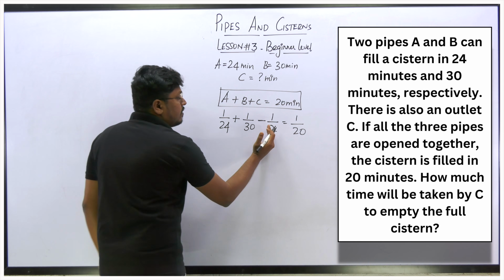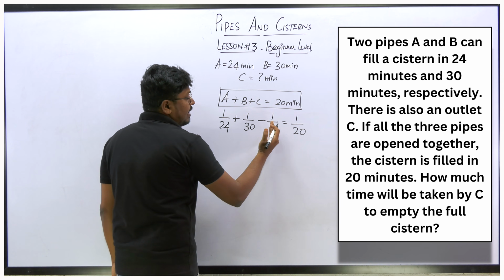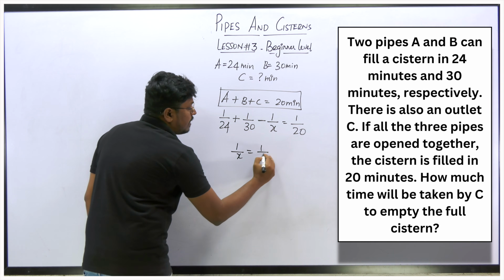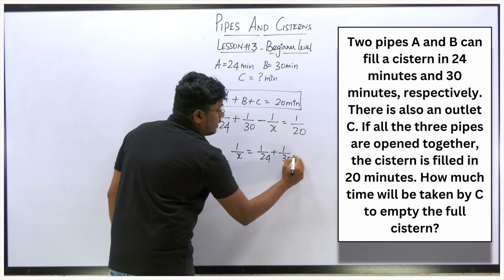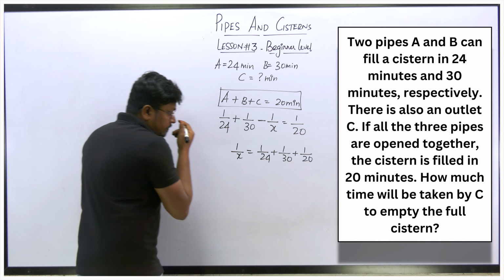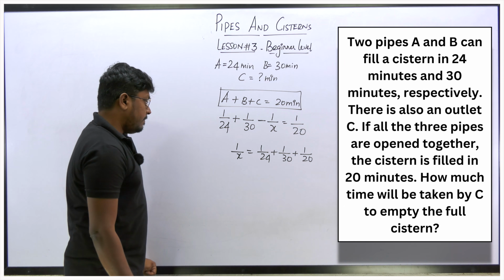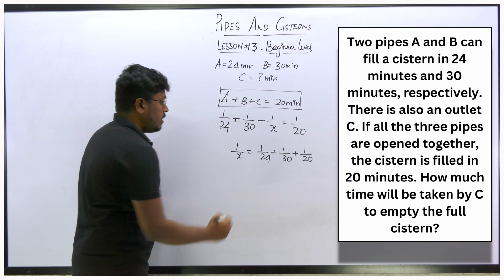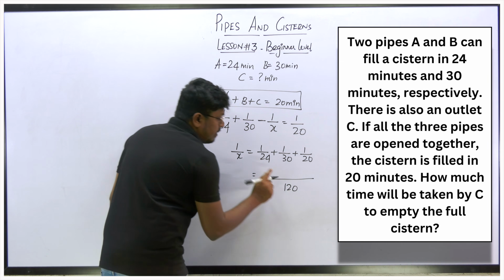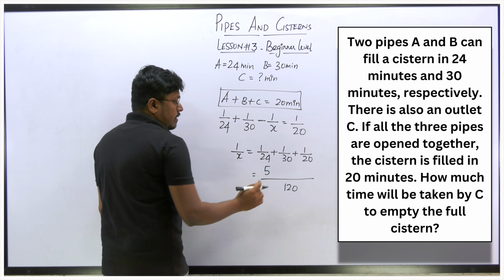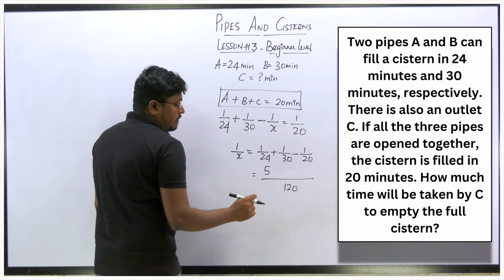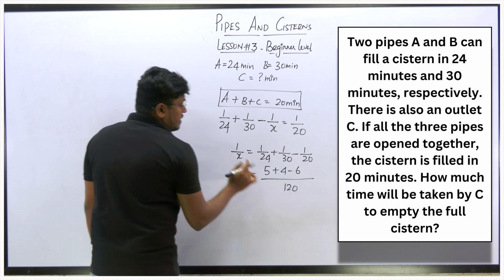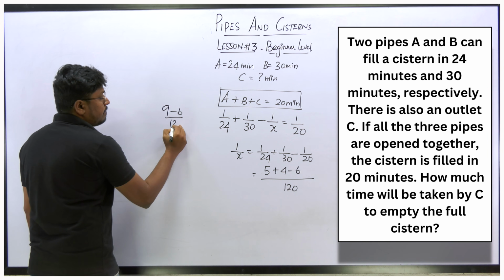So here we need to find the value of x. What we can do is bring this x towards the right hand side. So this becomes 1 by x is equal to 1 by 24, 1 by 30, plus 1 by 20, right? So 24, 30, 20. I think 5 4s are 20. 120 can be the LCM. So this will be 5 times, and the next will be 4 times, minus 6 2s are 12, 6 times. So 5 plus 4 will be 9. So 9 minus 6 divided by 120.